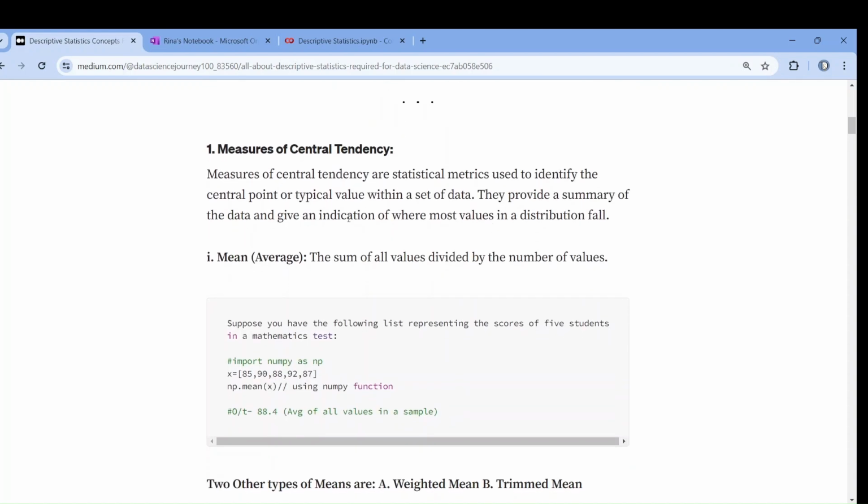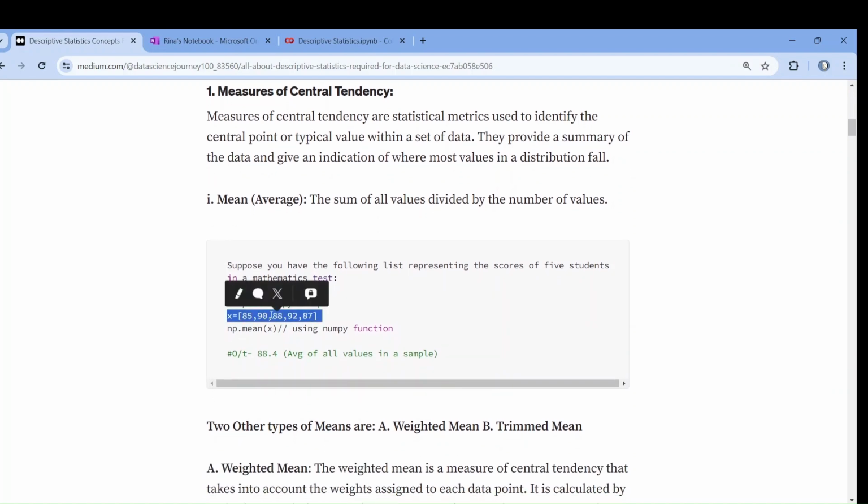Okay. Now measures of central tendency means you are trying to identify where most values in a distribution fall. Okay. So identifying the central point within a data set. So we have to calculate the mean value. Mean is nothing but the average: the sum of all numbers divided by the number of values. Here I have taken a data set.